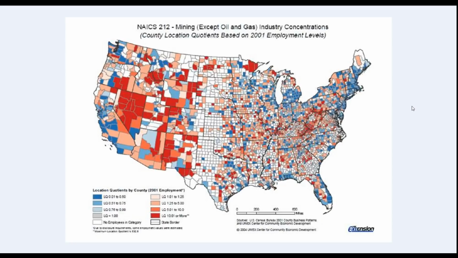Here's a mining map broken down by county, and the location quotients by county and the 2001 employment. And you can kind of see where minerals and mining operations are the most prevalent, because you will need to start pulling things out of the ground, especially if you want a steel industry, if you want copper, gold, if you're going to produce electronics, things like this. You're going to need certain materials.